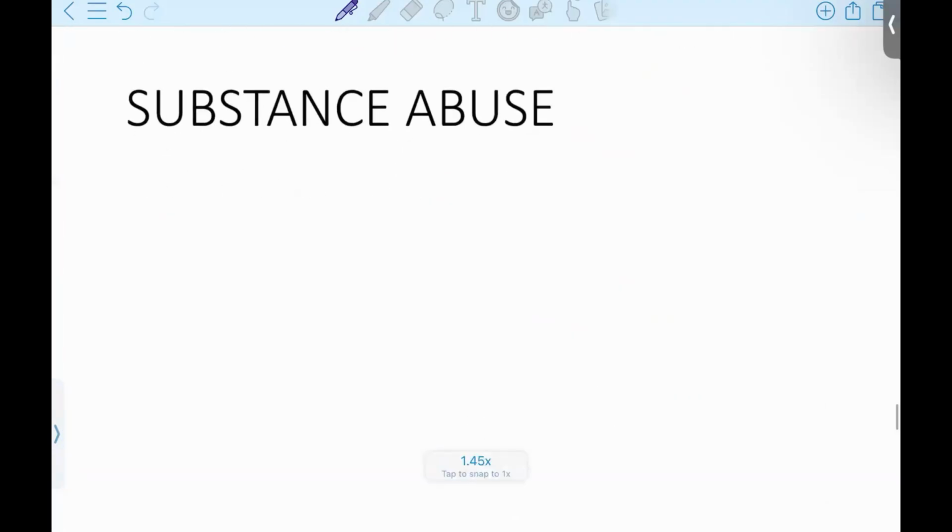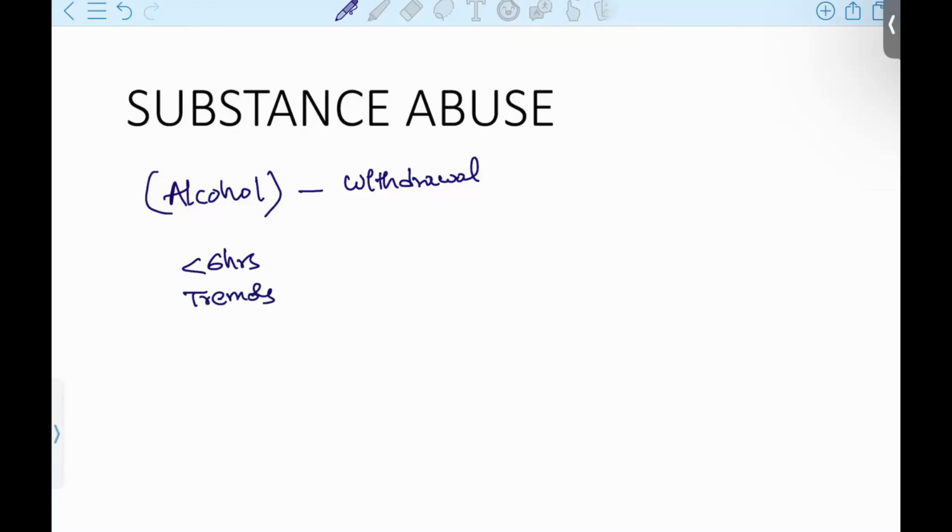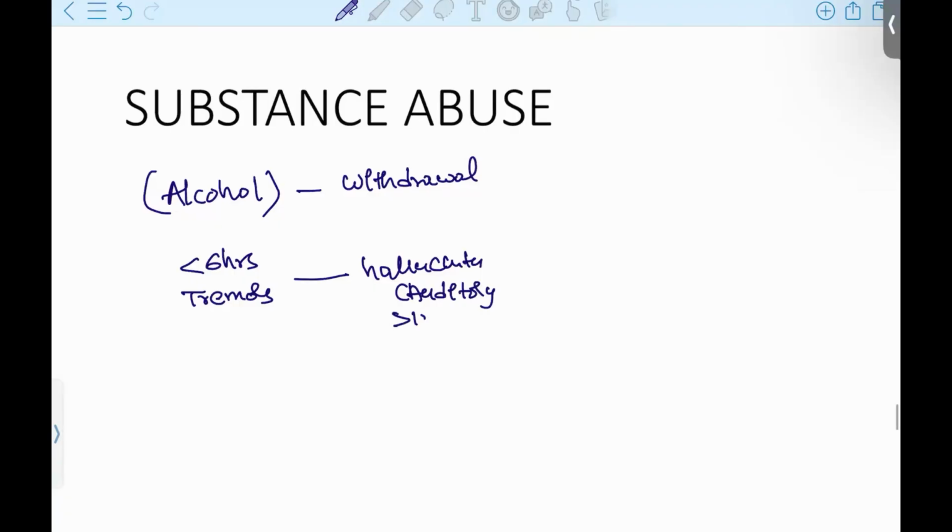Next, substance abuse. In substance abuse, the first and most common one in the world is alcohol. For this patient, instead of intoxication, you should be reading the withdrawal symptoms, and when these withdrawal symptoms come. Less than 6 hours, the patient is likely to develop tremors, followed by hallucinations. In the hallucinations, what is the most common one? That is the auditory hallucinations at more than 12 hours of withdrawal, then followed by seizures at more than 24 hours. Then 2 days after, the patient develops delirium tremens.